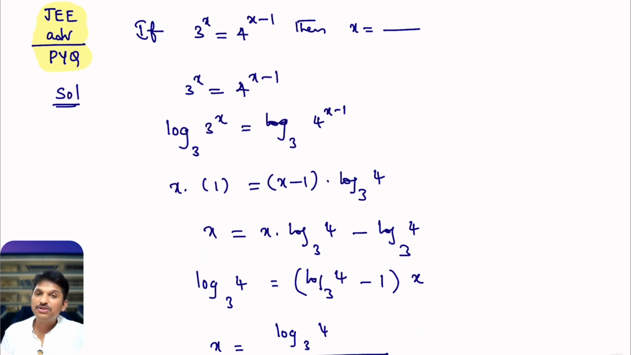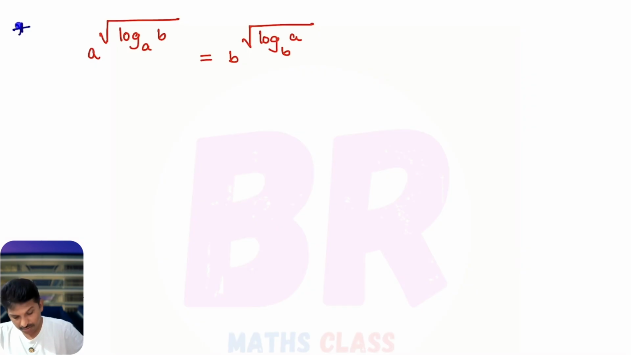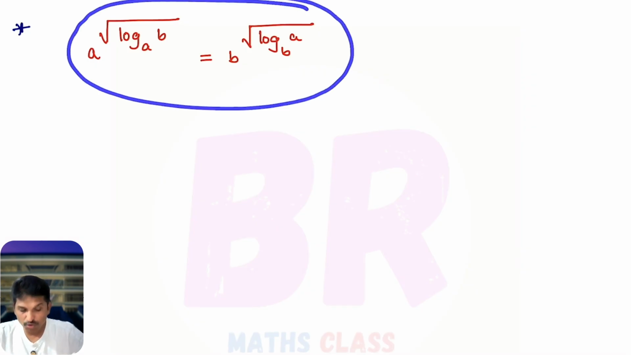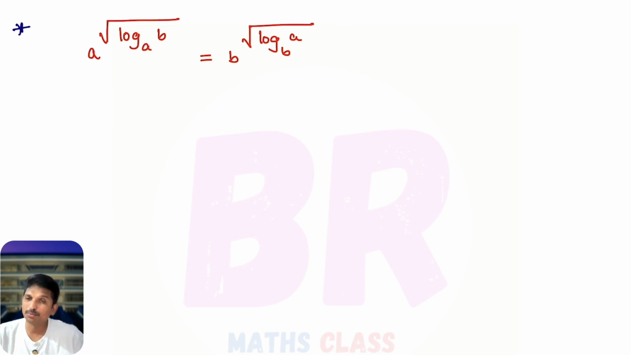So I hope you understand this solution. You see, this is a special property. In addition to the properties whatever you learn, you add this property also. You observe this property carefully. A power root log b base a is the same as b power root log a base b. Try to understand this clearly. Here b is there, here a is there, here b is there.